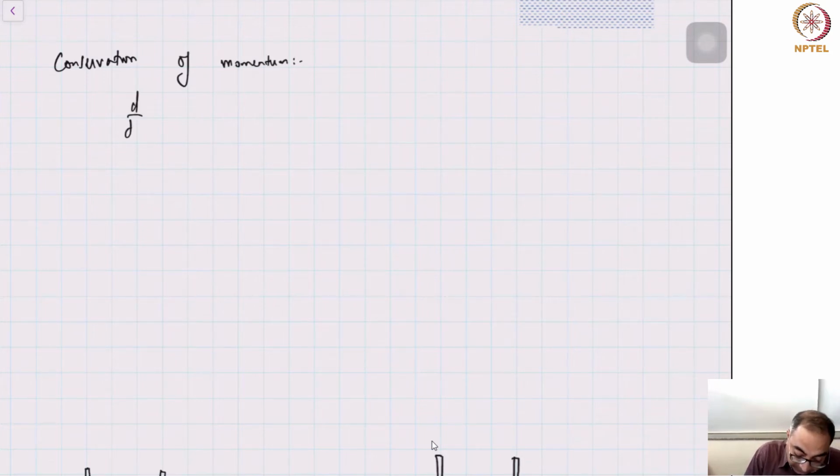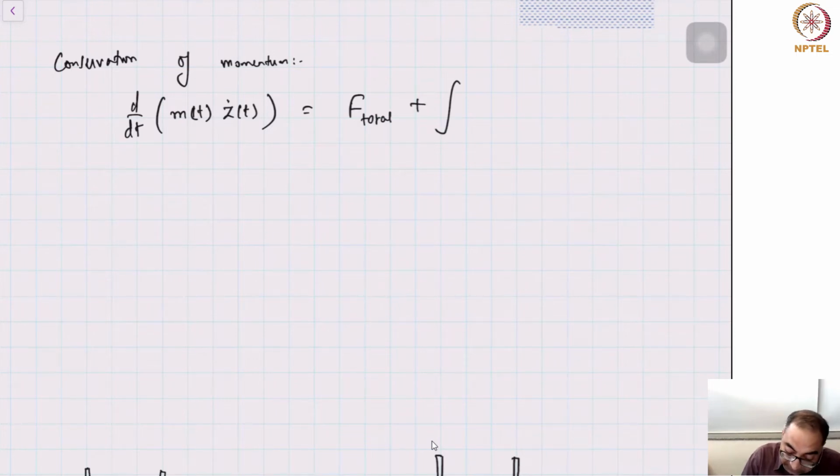So we have d by dt of m of t times z dot. Z dot is basically how the position is changing with time, and this would be equal to the sum of all the total forces plus any flux that is entering. This is the force balance. This is just coming from conservation of momentum.